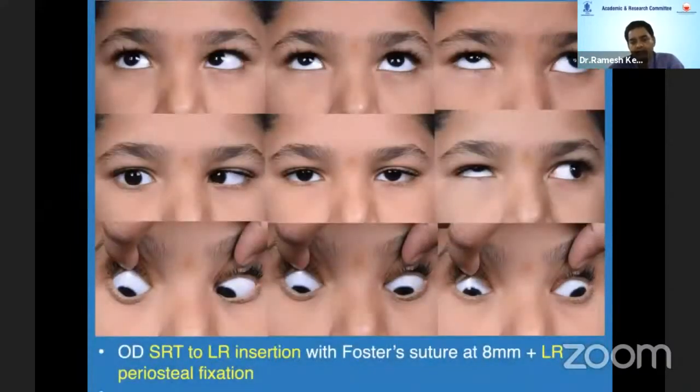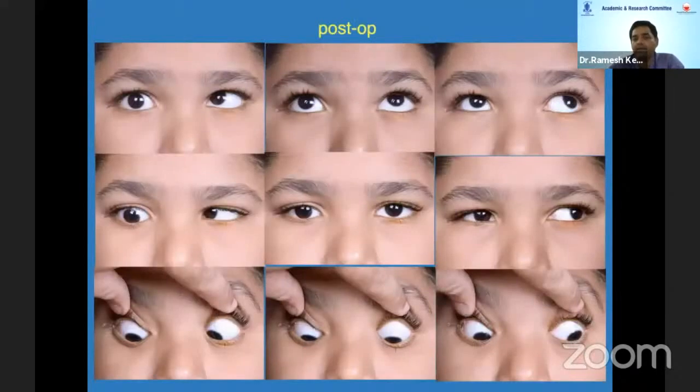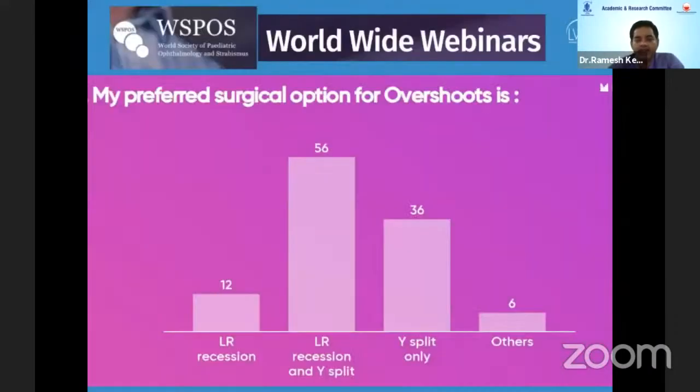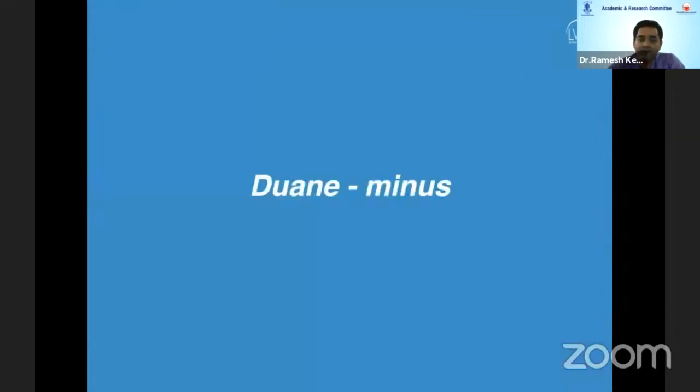So this is one of the patients we have also done. Instead of partial VRT, we have done the superior rectus transposition to the lateral rectus with Foster's augmentation with the LR periosteal fixation. This gives a very good outcome, especially the overshoot really reduces significantly. And for overshoot, the trend is still the LR recession and Y split. This is the worldwide trend I'm just sharing with you all.